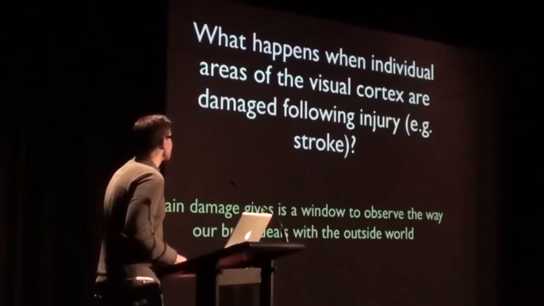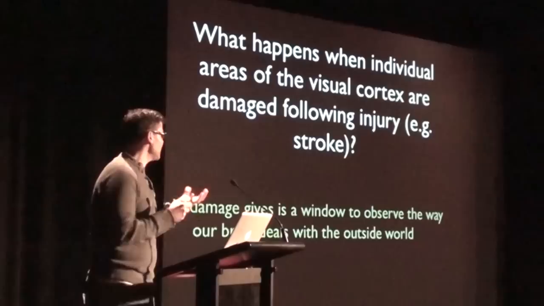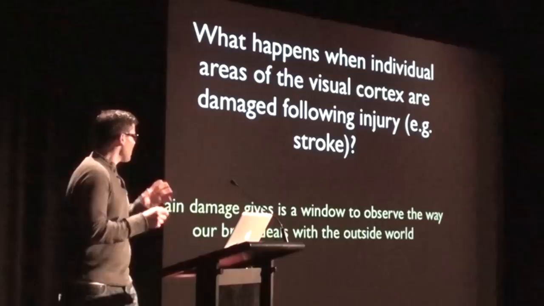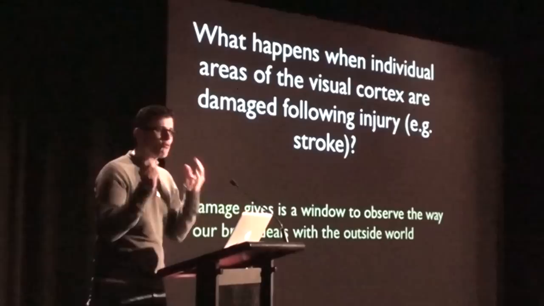So what actually happens when individual areas of the visual cortex are damaged following an injury? And this is very common, we see it all the time in the clinic with stroke. And what is so useful about this is that brain damage gives us a window of opportunity to go in and observe the way the brain deals with processing information.